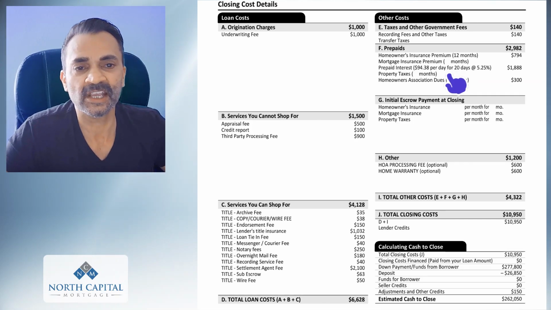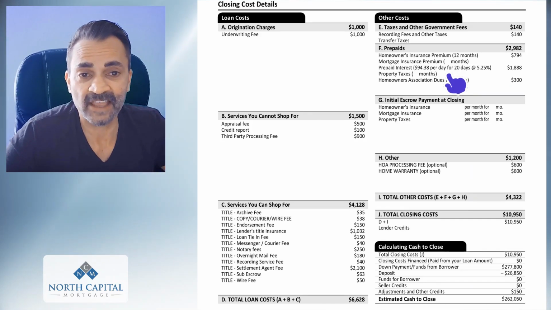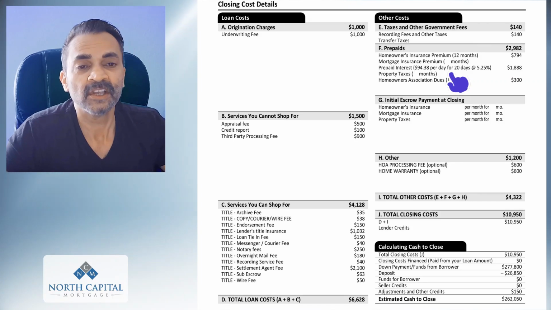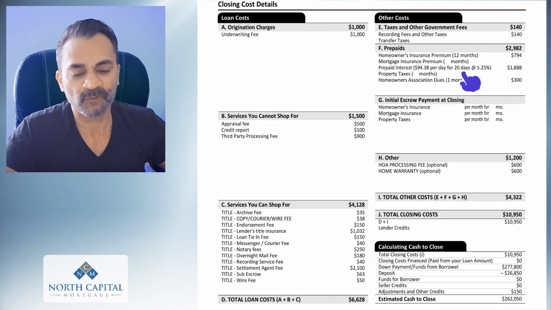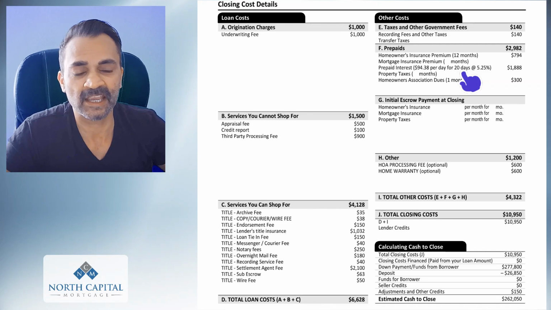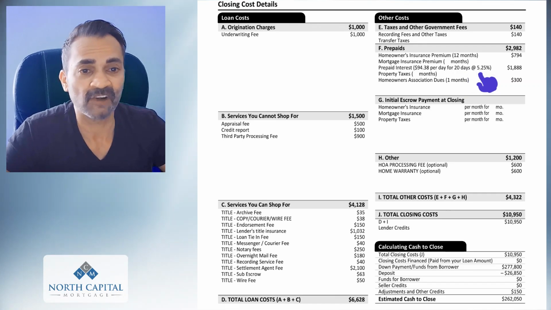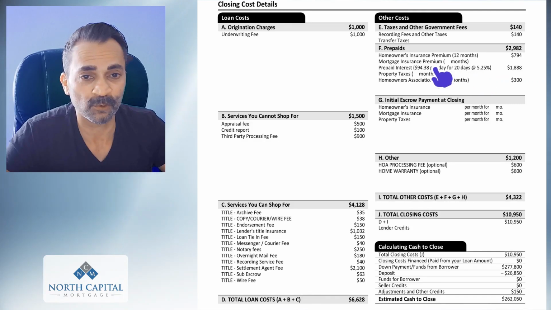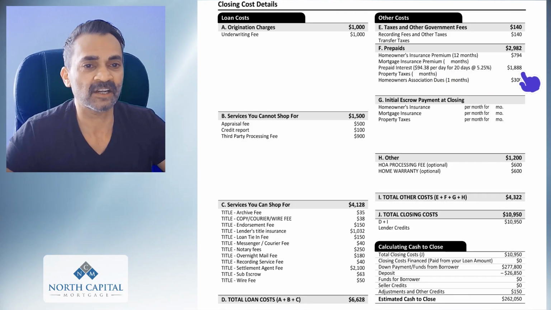If you're closing this loan on the 10th of any given month, you will own the loan for the remaining 20 days of that month. So for the closing month, you must pay interest, prepaid interest, through the closing of the loan. So 20 days at 5.25% interest, $94.38 per day, $1,888.